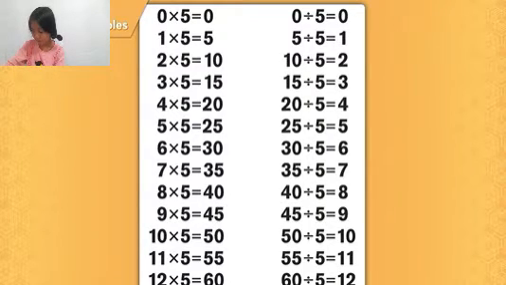5 times 5 equals 25. 6 times 5 equals 30. 7 times 5 equals 35. 8 times 5 equals 40. 9 times 5 equals 45. 10 times 5 equals 50. 11 times 5 equals 55. 12 times 5 equals 60.